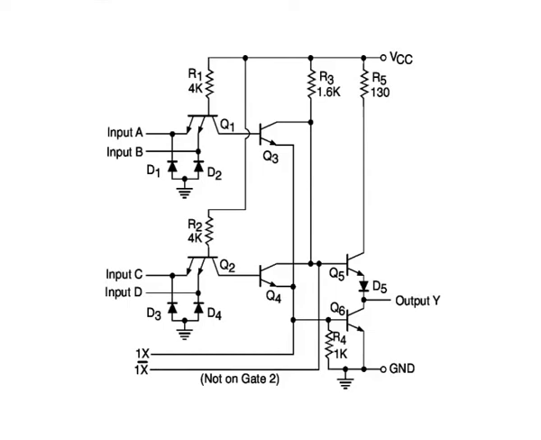Figure shows the internal schematic of a 2 wide 2 input AND-OR-invert (AND NOR) gate. The schematic shown is that of one of the 2 gates in a dual 2 wide 2 input AND-OR-invert gate. The 2 multi-emitter input transistors Q1 and Q2 provide ANDing of their respective inputs. Drive splitters comprising Q3, Q4, R3 and R4 provide the OR function. The output stage provides inversion.